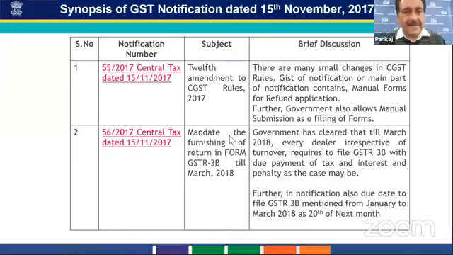And notification number 56/2017 is very important. For filing GSTR 3B, the government has clarified that till March 2018, every dealer, irrespective of turnover, is required to file GSTR 3B with due payment of tax and interest and penalty, as the case may be. And in the notification, the due date from January to March is the 20th of the next month.